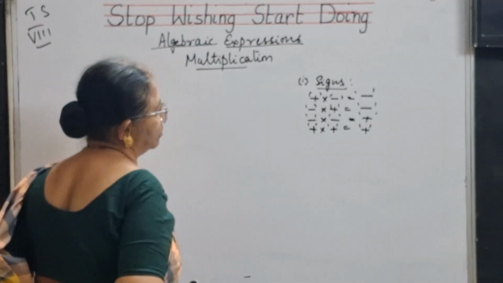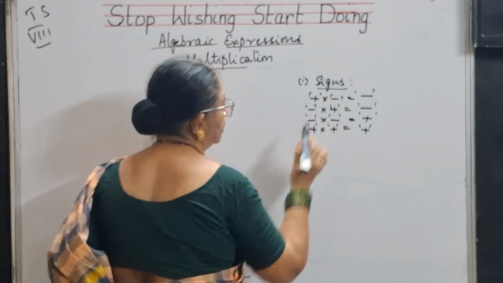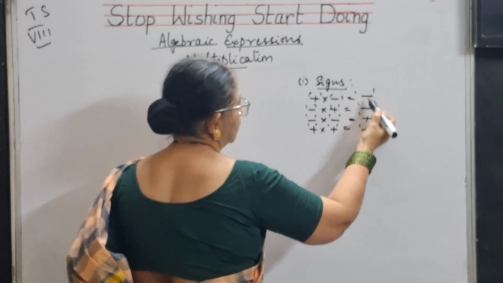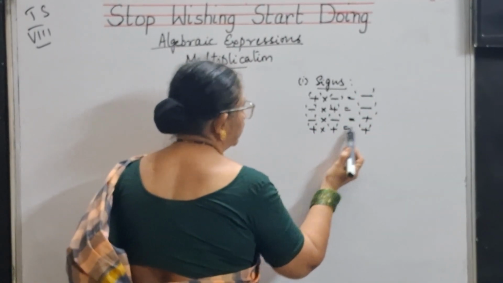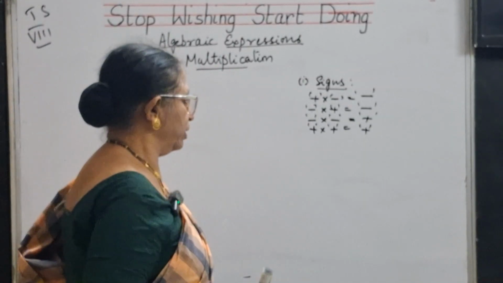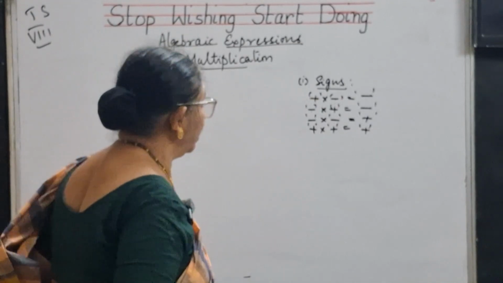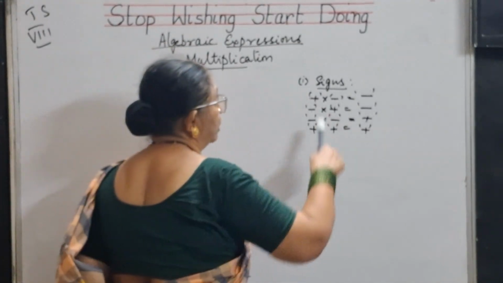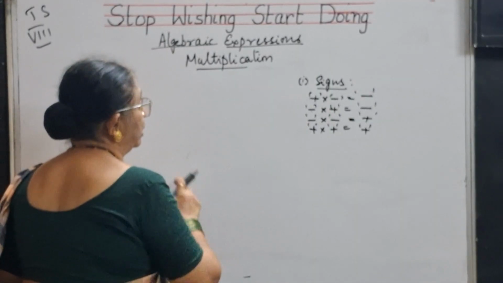So what are you understanding with this? If you are multiplying two different signs, always the answer is minus. If you are multiplying two same signs, answer is plus. And one more thing that you should understand, and I have found many students making this mistake: while adding also they multiply. That is wrong, children. You are not supposed to multiply.